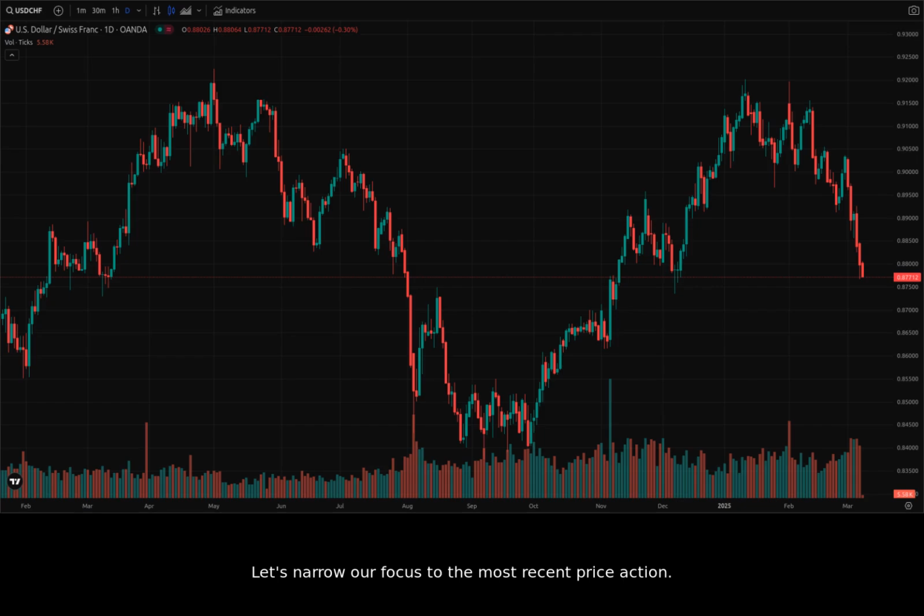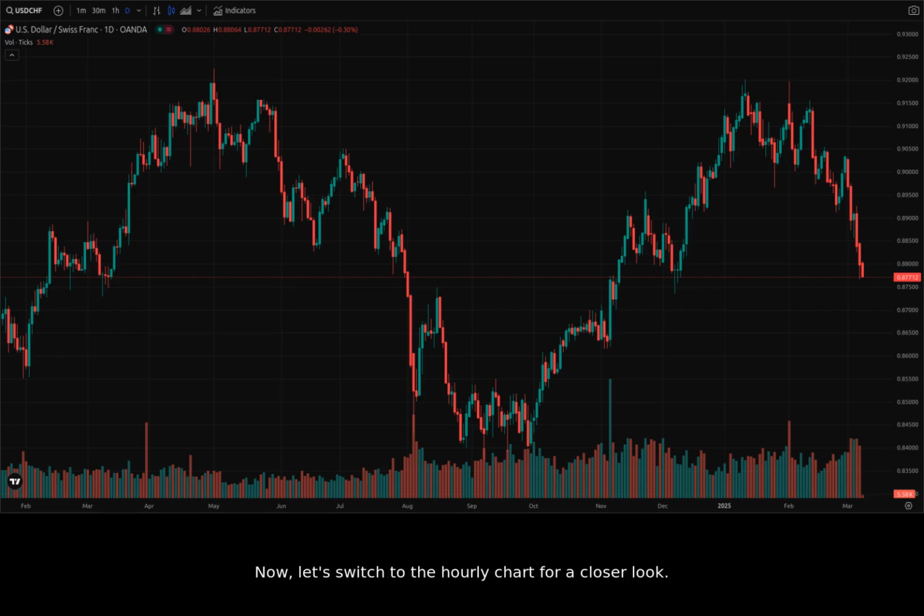Let's narrow our focus to the most recent price action. We'll zoom in on the candles from the start of 2025 to now. In the last few months, we can see that the USDCHF has been bouncing between 0.877 and 0.915. The most recent drop indicates a bearish sentiment currently, possibly influenced by the recent US jobs data.